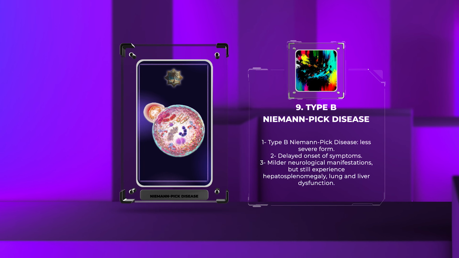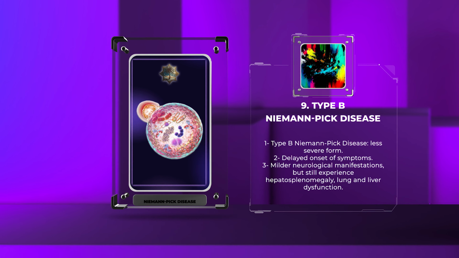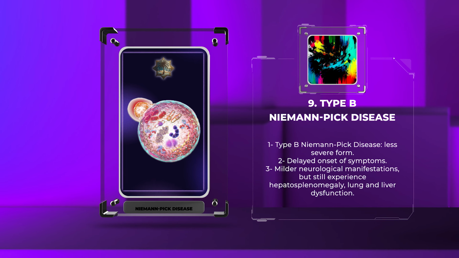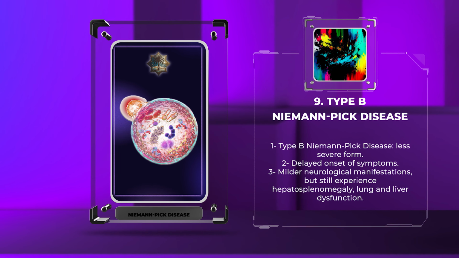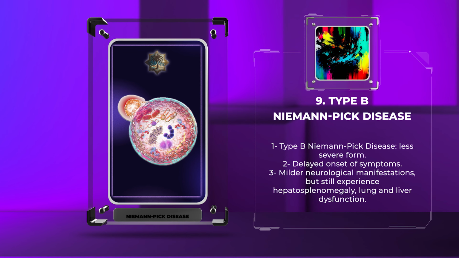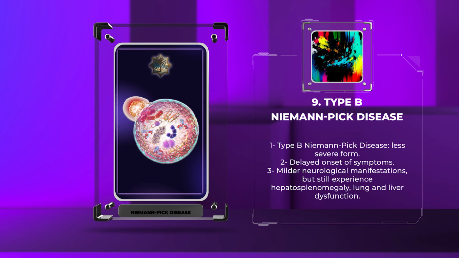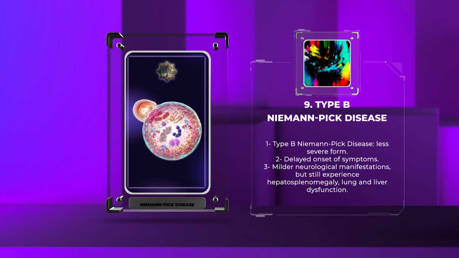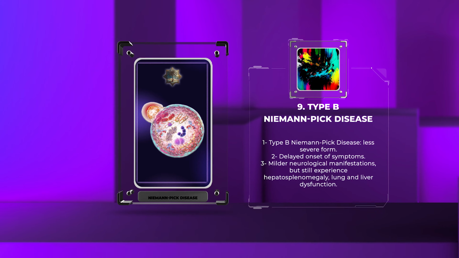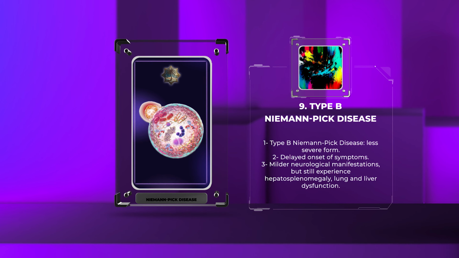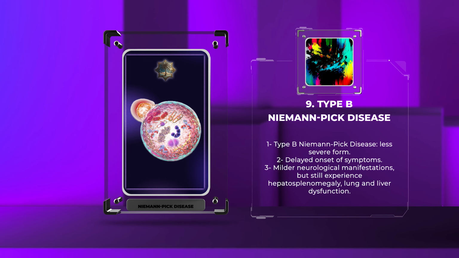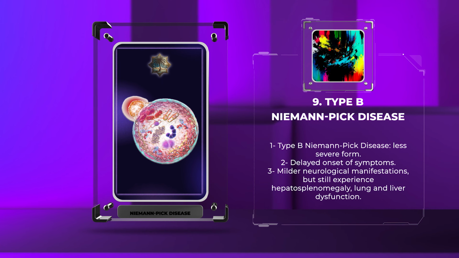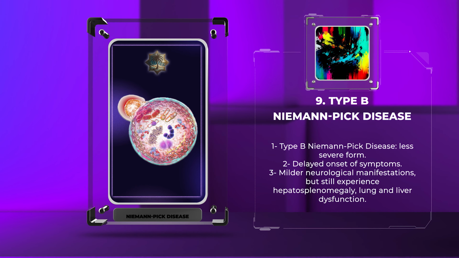Type B Niemann-Pick disease is a less severe form of the condition compared to Type A. It is characterized by a deficiency in ASM activity, similar to type A. However, in type B, the onset of symptoms may be delayed until later childhood, adolescence, or even adulthood. Although the neurological manifestations are typically milder, individuals with type B can still experience hepatosplenomegaly and lung and liver dysfunction, along with other systemic features.